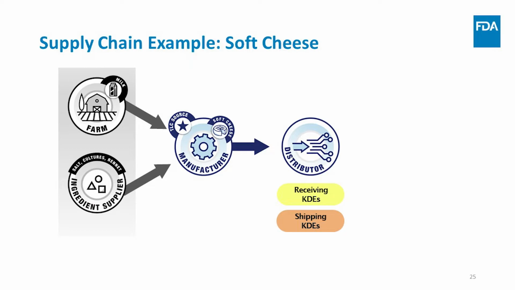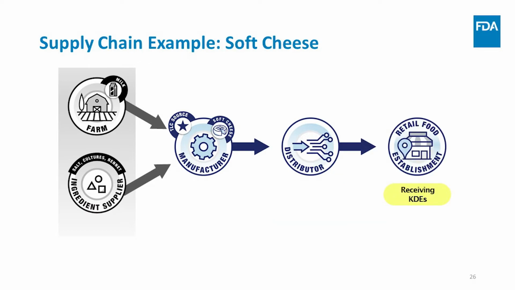Most of the information that the DC needs for these receiving KDEs will be sent to them by the cheese manufacturer. Unlike the cheese manufacturer, the DC is not a TLC source, and therefore must not assign a new TLC to the food. Next, the DC plans to ship the cheese to a retail store, so they must maintain key data elements related to the shipping of the cheese to the next point in the supply chain, the retail food establishment. They also must send many of these key data elements to the retail food establishment.